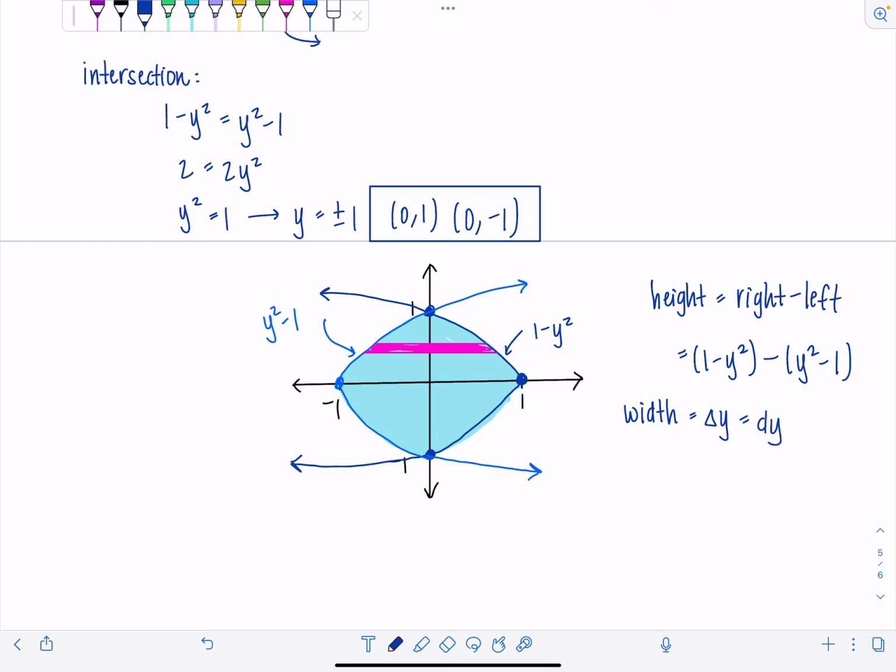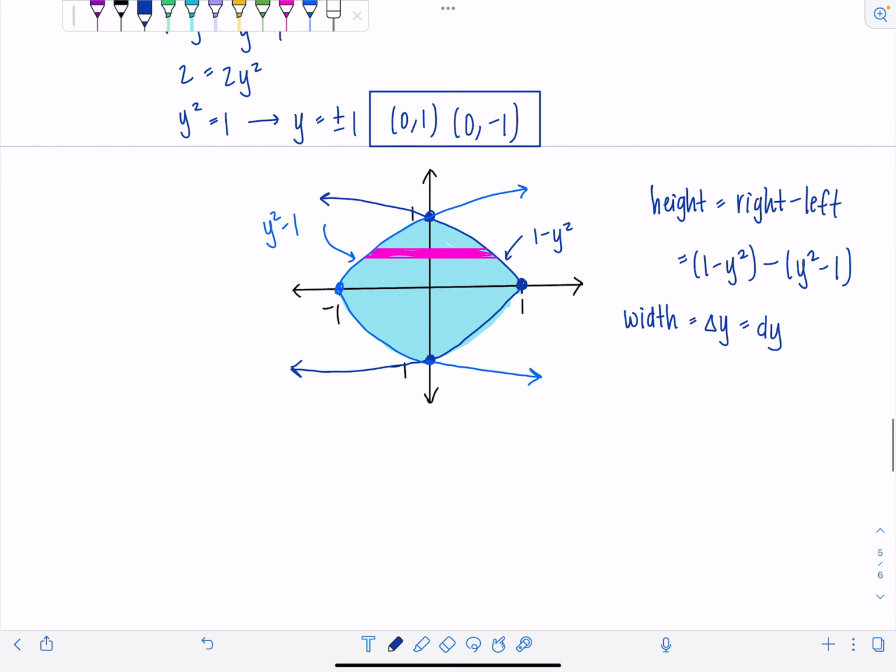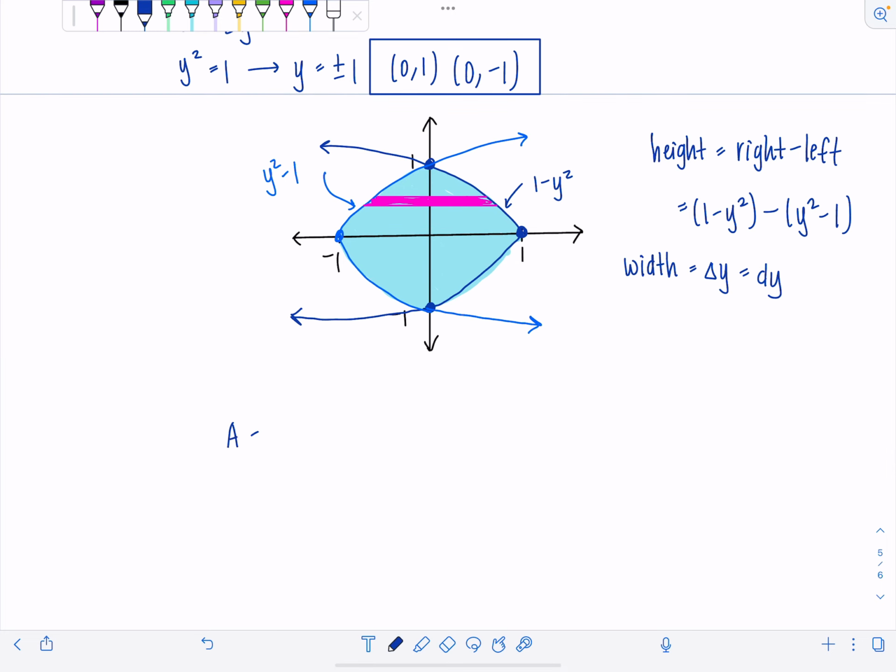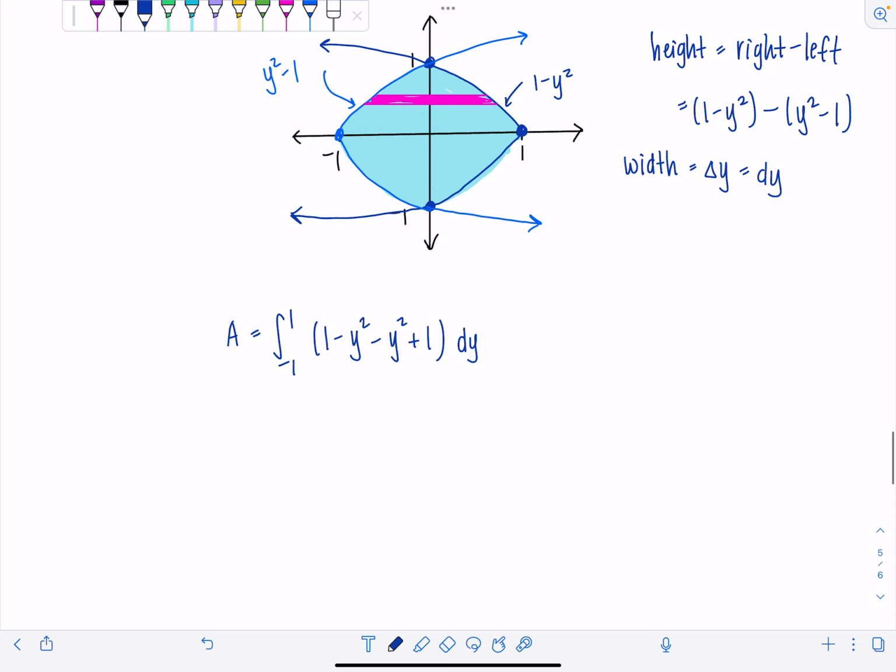Okay, so let's set up our integral. The limits of integration have to be in terms of y, -1 to 1. That's what bounds the region. So we're ready to roll. So area equals integral from -1 to 1. Right minus left, we have 1 minus y squared minus y squared plus 1 dy. Don't start integrating. I know it's exciting. Combine your like terms first, always. So -1 to 1, we have 2 minus 2y squared dy.